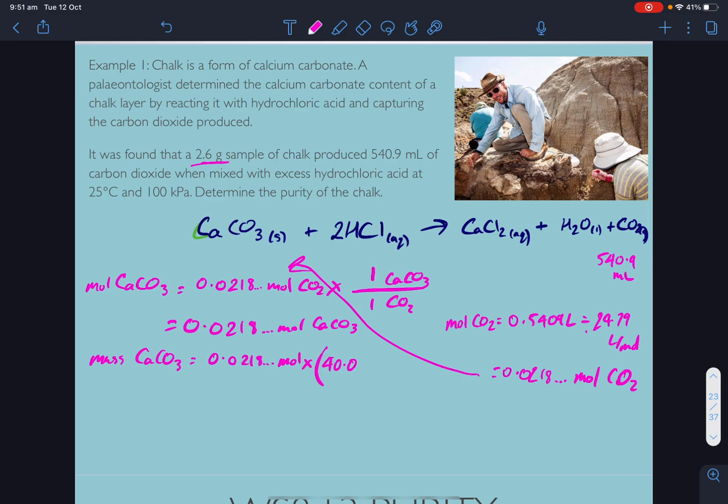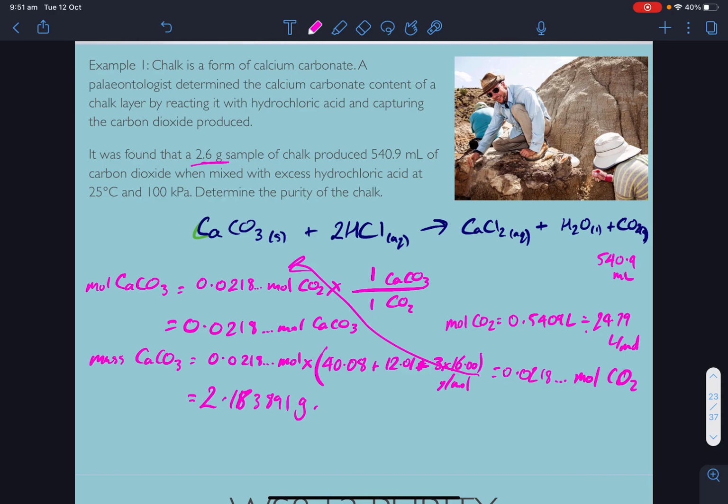I forget what calcium is off the top of my head. 40.08 plus the 12.01 for carbon, plus the 3 times 16 grams per mole. It's becoming a bit messy. That's my trademark. Times the brackets: 40.08 plus 12.01 plus 3 times 16. So I get 2.1883891 grams. And that's really promising because it's less than my 2.6 gram sample.